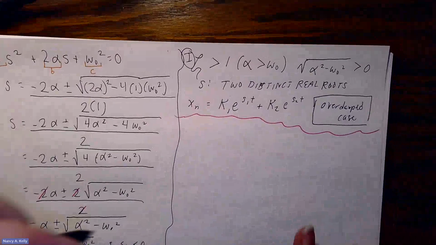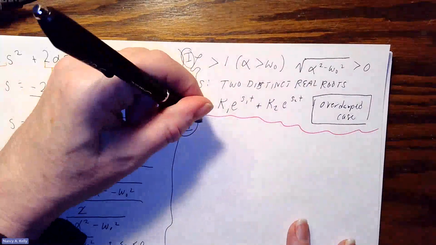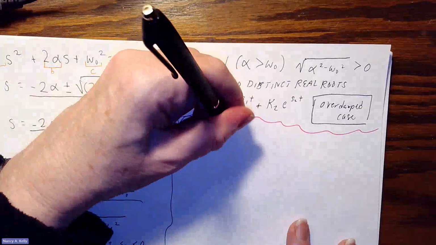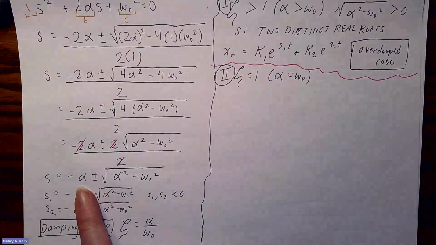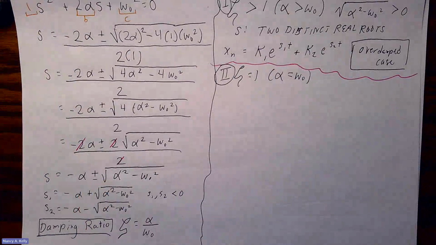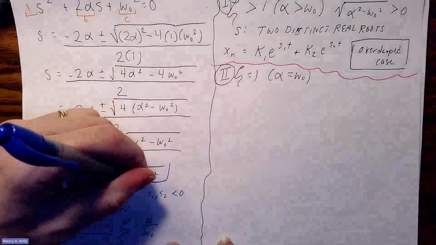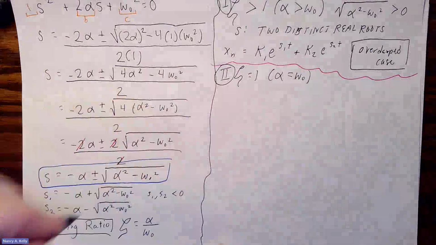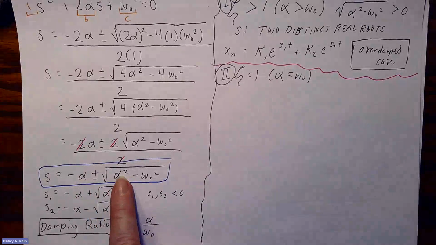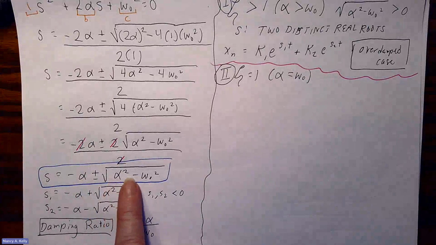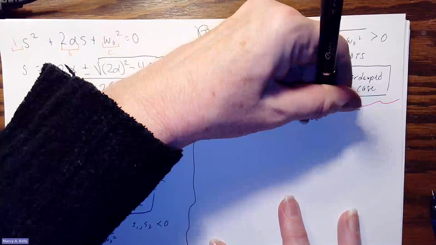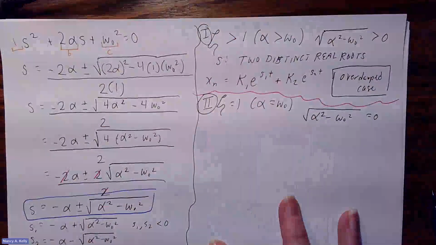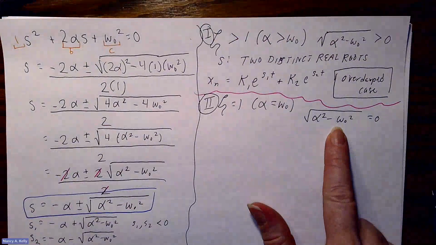The next case that we'll consider will be what will happen when zeta is equal to 1. That is, alpha equals omega 0. So then we're going to go back and look at this equation that we have here for S. In fact, I should probably put a box around it. This is the one that we're looking at here. When we look at this, we see that if alpha and omega 0 are equal to each other, that means that the quantity under the radical sign, alpha squared minus omega 0 squared, is going to equal 0.